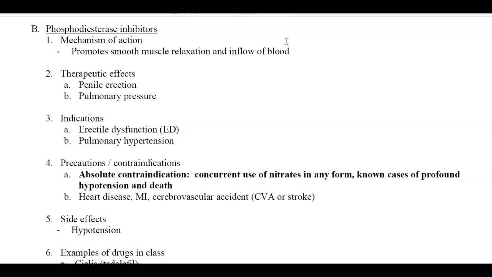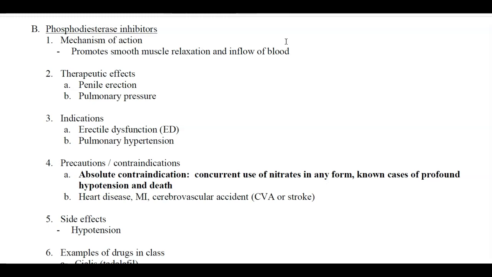So some precautions and contraindications. Another absolute contraindication is if somebody is taking nitrates. So which ones are your nitrates? Nitroglycerin is one of them, right? So if somebody is on those medications, on nitrates, in any form, whether it's sublingual, it's a pill, it's an IV, we shouldn't be giving this medication. So phosphodiesterase inhibitors and nitrates shouldn't go together because this causes profound hypotension and may actually lead to death.